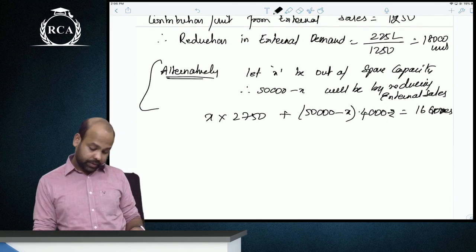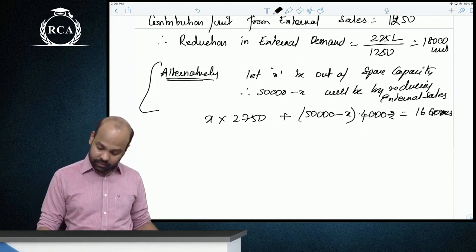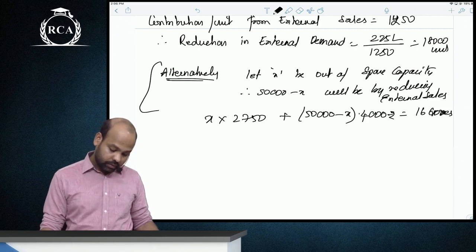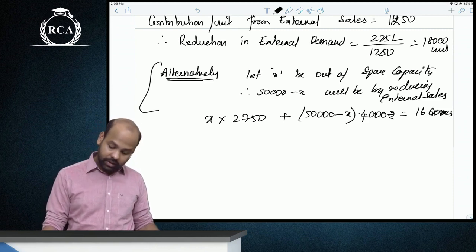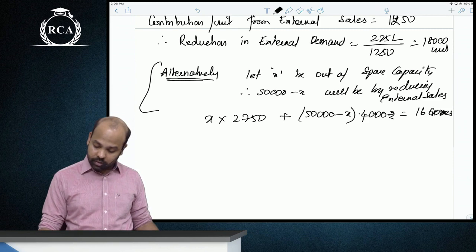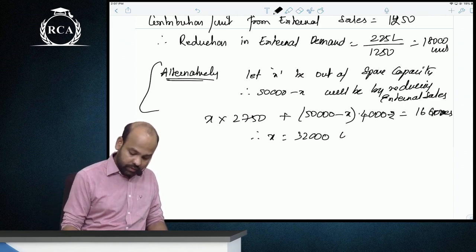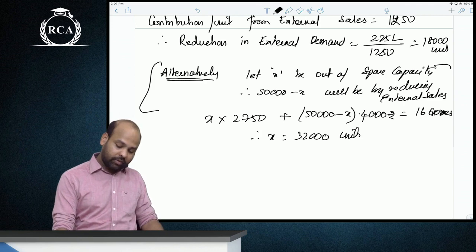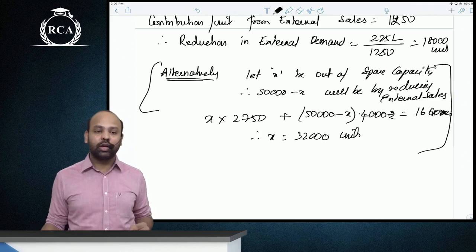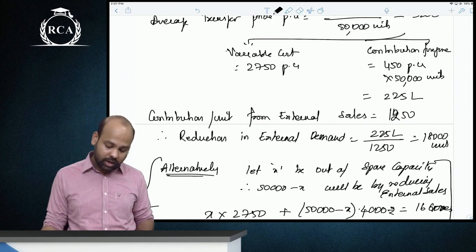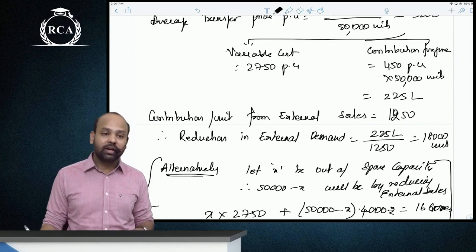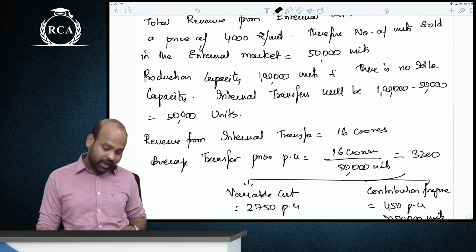Sir, I can't get this calculation. 50,000 into 4,000 rupees minus 4,000X, that is 1250X, minus 16 crores, divided by 1250. Therefore, X is equal to 32,000 units. So transfers out of spare capacity are 32,000 units. So transfers by reducing external demand will be 18,000 units.